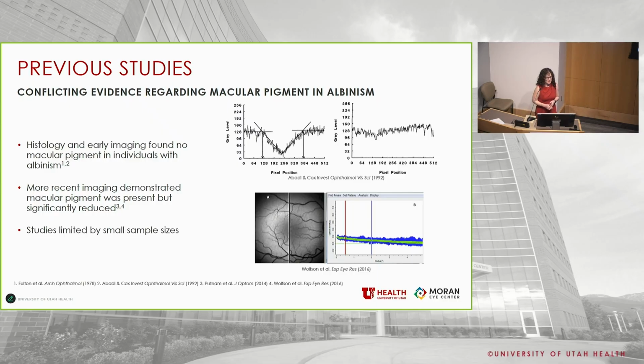And all of these studies are limited by small sample sizes. So even in this more recent study, there's only about 4 or 5 patients in this cohort. And so it's really unclear how this varies across the spectrum of phenotypes, and again, how it might affect vision.